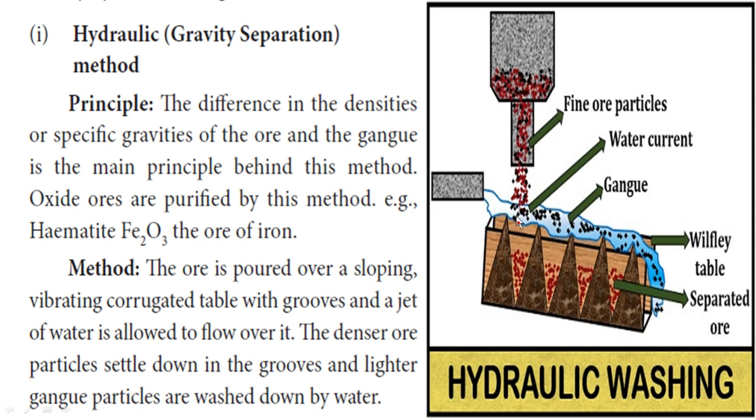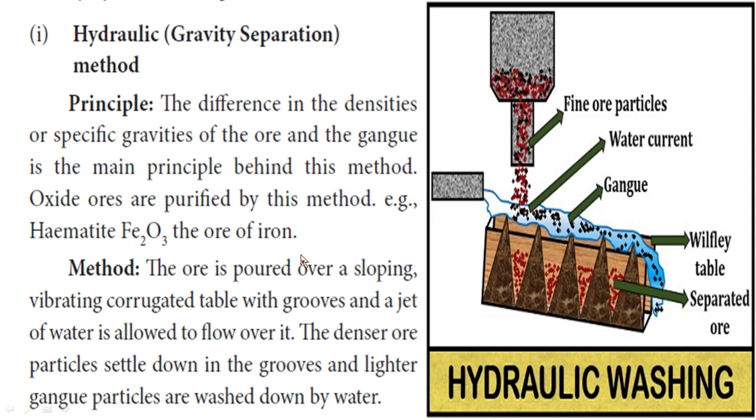That is a narrow and corrugated table. Corrugated means it is a wave-like structure, and the gangue particles are there. The table is there, and here the water carries the lighter particles away, and the heavier particles settle down. These are the parts you have in a hydraulic washing method.